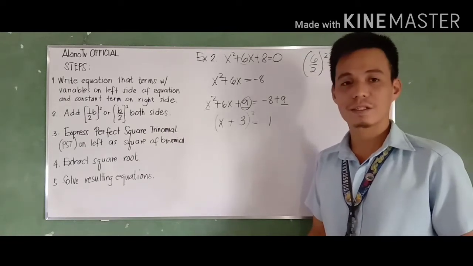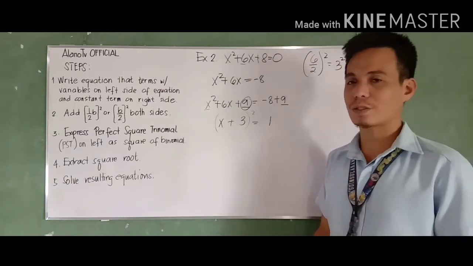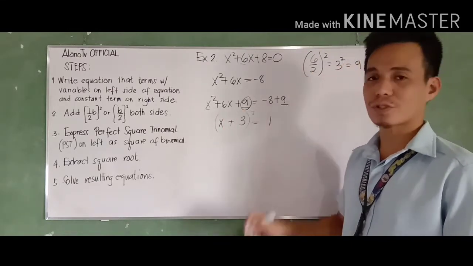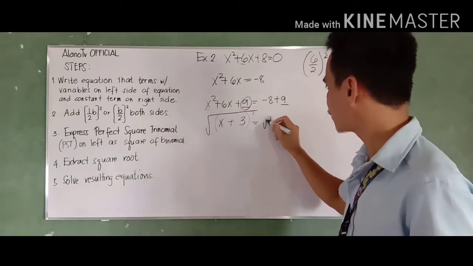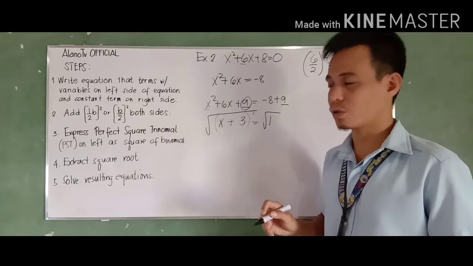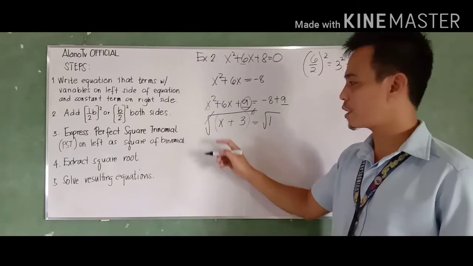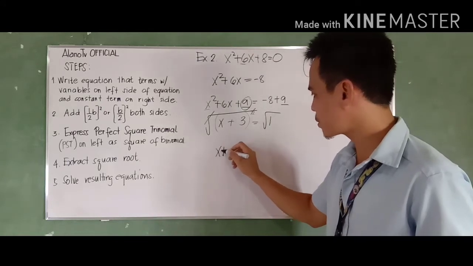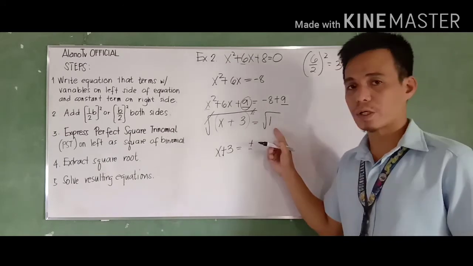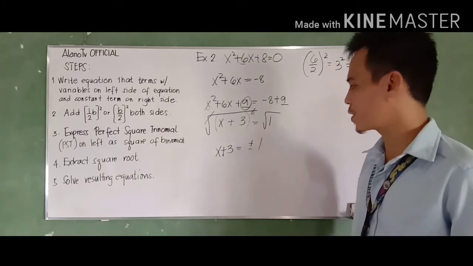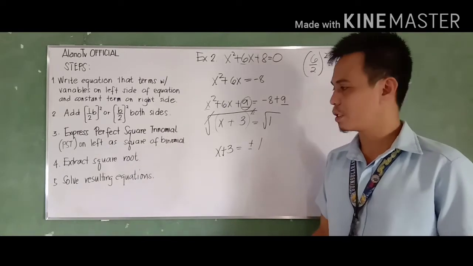Next is step number 4, extracting the square root. So how to extract the square root? Put a radical sign on both sides of the equation. Then performing, we cancel out this square and radical sign. So we have x plus 3 is equal to positive or negative square root of 1, which is very good, 1. Okay, very good. There you have it, our step number 4.